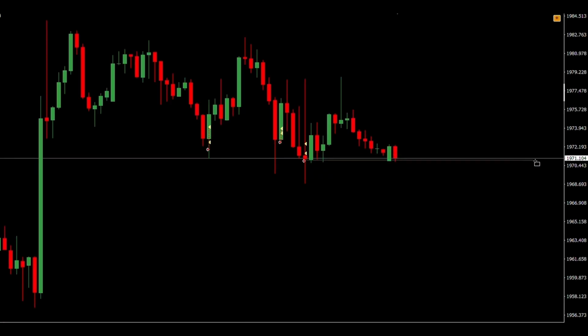Here, this is the support area. Then draw a support line. And this is the resistance area. Then draw a resistance. And see the clean range on the left side. So draw a line here to make it understandable.